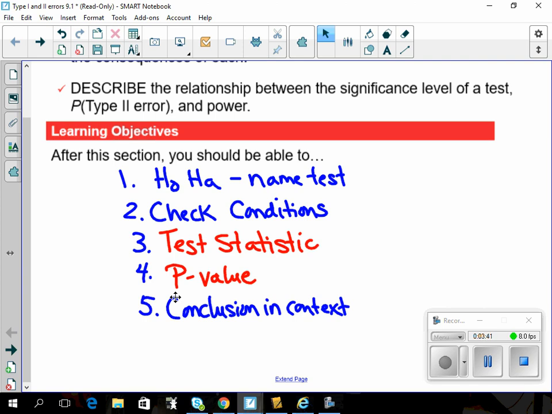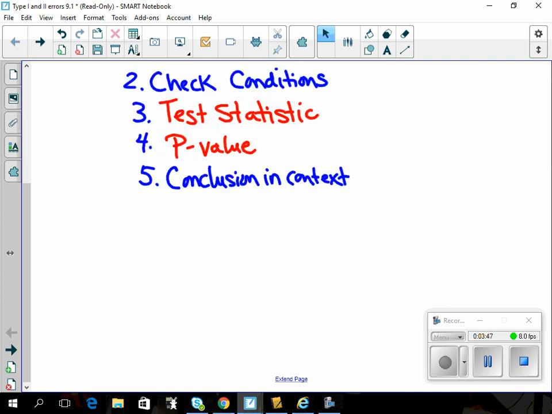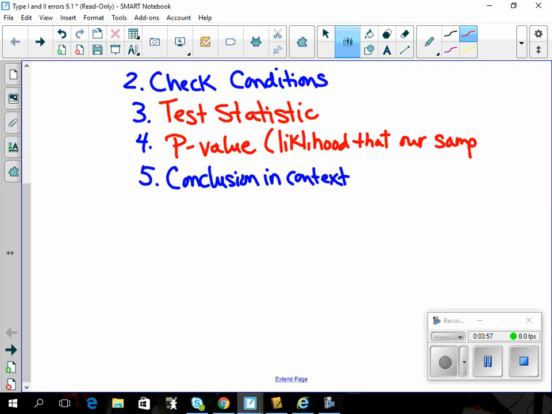It's a probability or the likelihood that our result would happen. I'll write it down since we don't seem to remember. So this is going to be the likelihood or the probability that our sample happened by chance, given that the null was true.